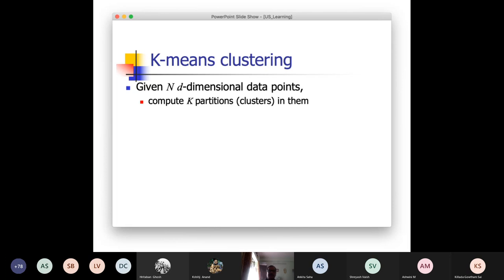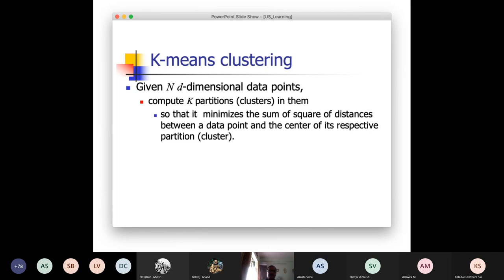Compute K partitions so that it minimizes the sum of squares of distances between a data point and the center of its respective partition. This is the criterion of grouping. This is the objective. If you can get that partition which has the minimum sum of squares of distances from its center for each partition, then we say that is the k-means clustering partition.